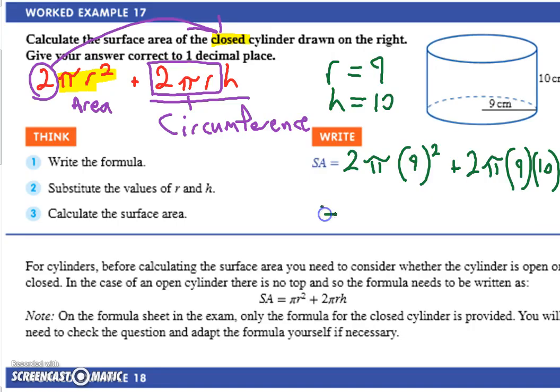What was it, sorry? Squared. We're finding a surface area. We all good? Everyone happy with that? There's happiness in our soul?